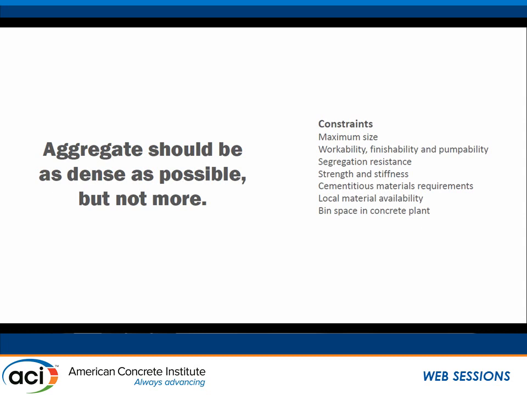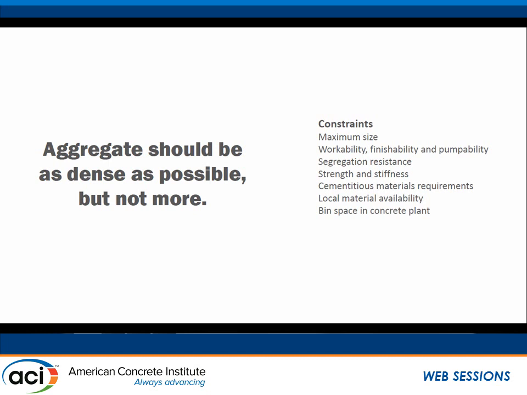And the reason is because we have constraints that are related to the application. Some of those constraints may be the maximum size for the aggregates to pass through reinforcement. There are requirements for workability, finishability, pumpability that I'll talk about. I'll talk about segregation and how packing and particle size distribution are related to segregation. So that we have to keep in mind. Strength and stiffness are cementitious materials requirements.